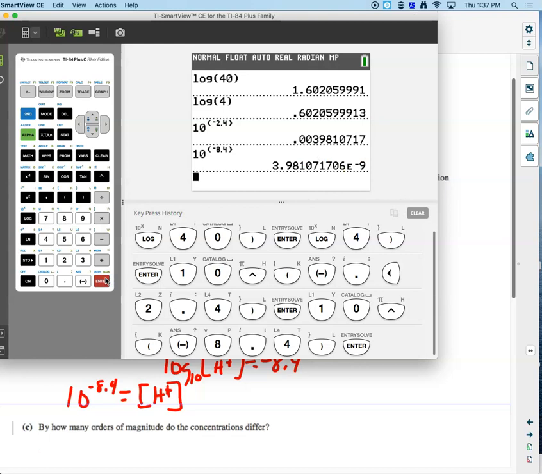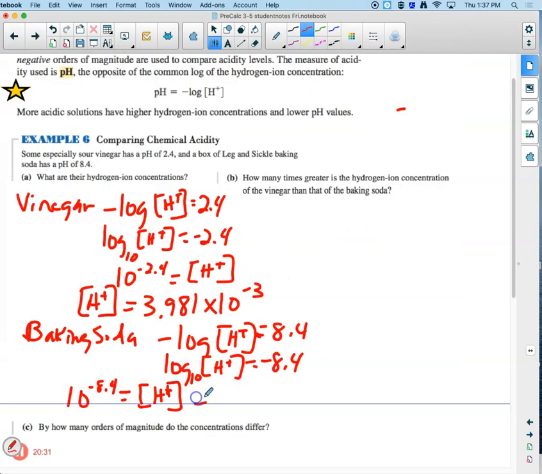Now, isn't that interesting? That one already came up with a scientific notation, but the interesting part is the decimal is exactly the same as what we saw up above, with a little rounding there at the end. So this will be 3.981 times 10 to the negative 9th. And now hopefully you see why I put the other one into scientific notation, because in B, it says how many times greater is the hydrogen ion concentration of the vinegar than of the baking soda.